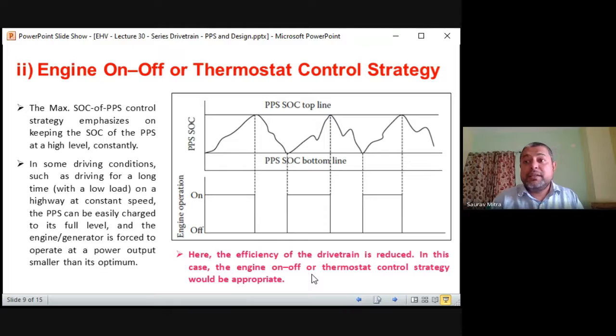So what is that thermostat? When can you apply the thermostat? If we are driving for a long time with a low load on a highway at a constant speed. So this is the condition, driving a long time with a low load on a highway at a constant speed. This is the condition under which we can apply the thermostat on-off strategy.